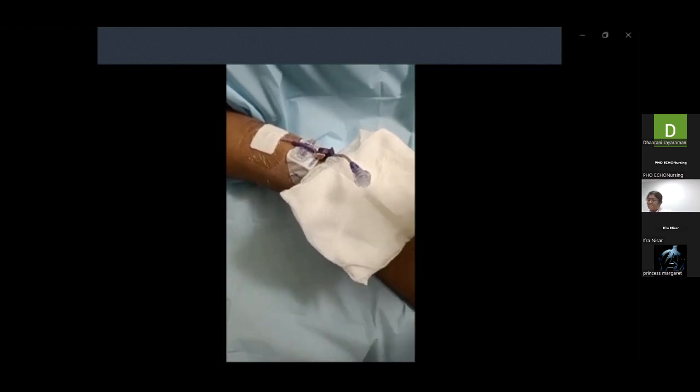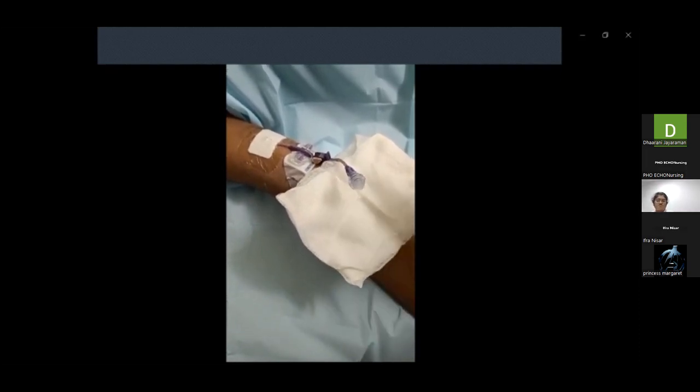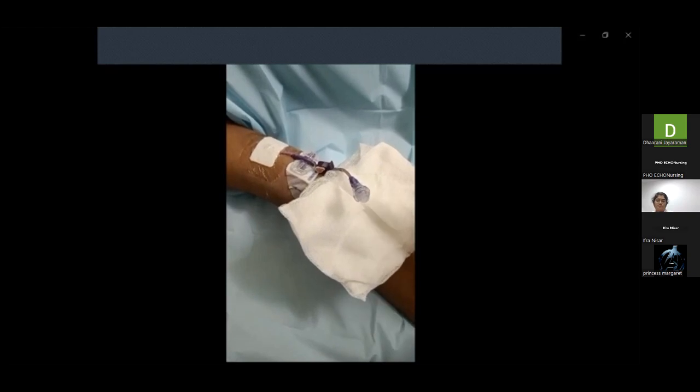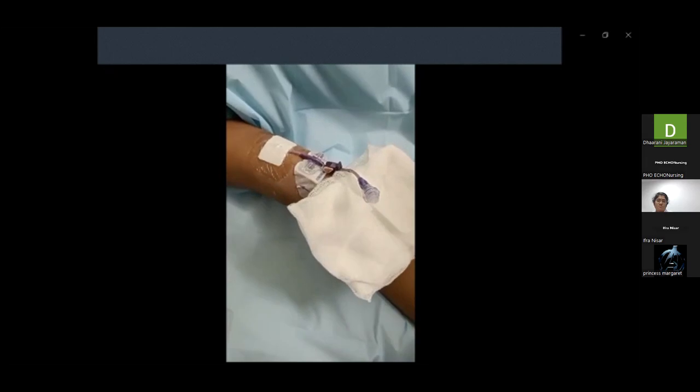This dressing should be changed when it is loose, wet or dirty. Germs can get into the area around the exit site and cause infection. Now, things needed for the dressing.